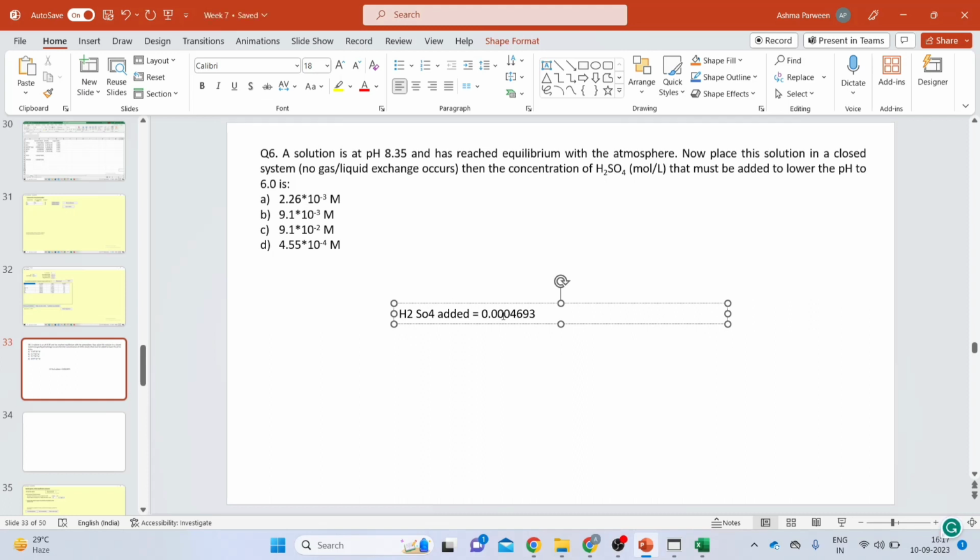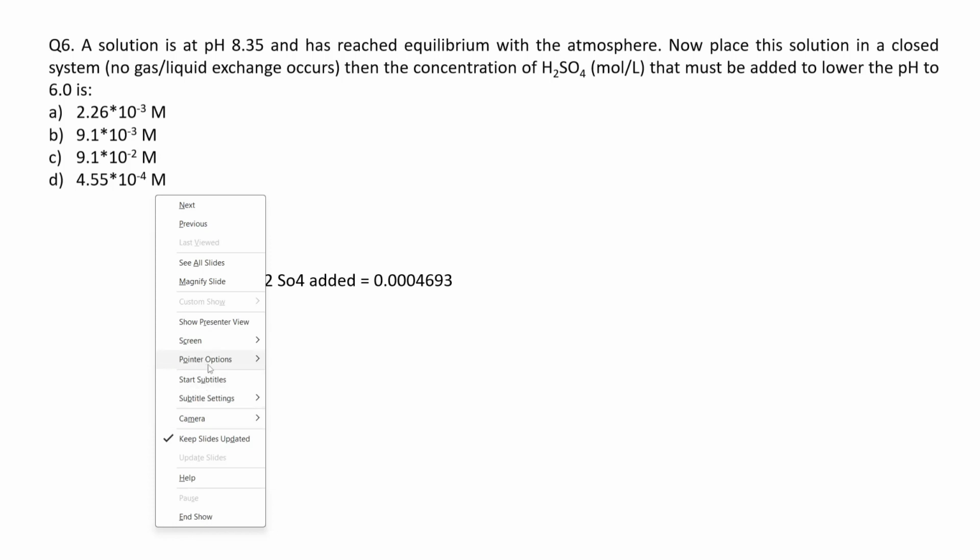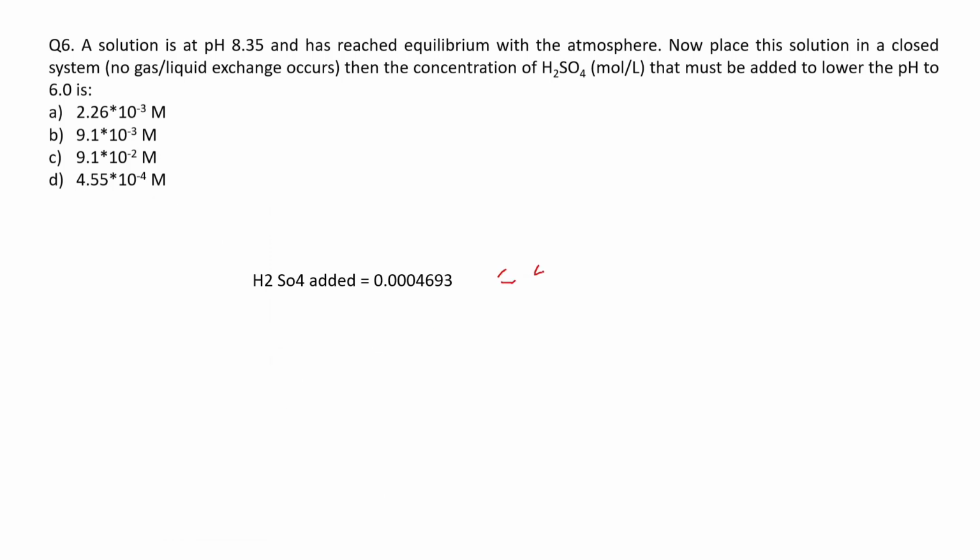So it is near to option D. So it is equal to 4.693 into 10 raised to power minus 4 M. So option D is correct. I'm getting a little bit higher value maybe because while doing the Excel calculation, the values were around 3 to 4 units after the decimal. That's why it has approximated to this value. So let's move to the next question.